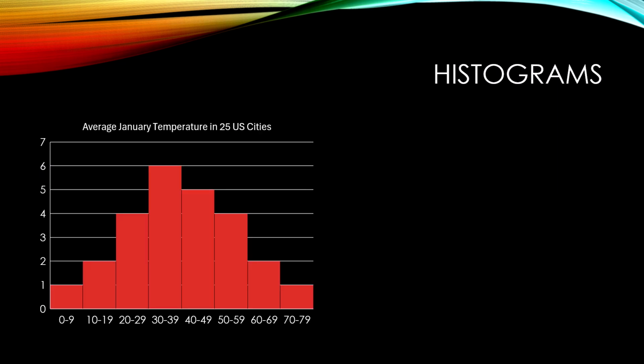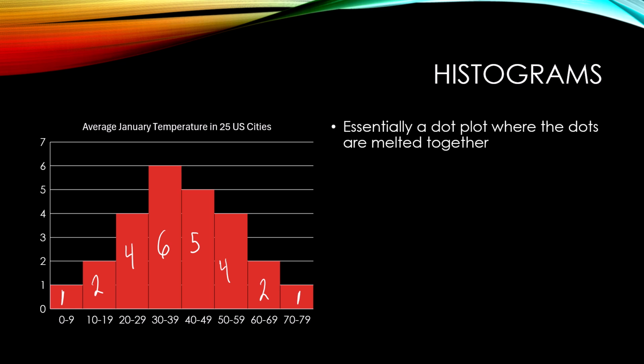So here's the histogram from that data. Notice here I have my 6 numbers that were between 30 and 39. That's represented by a column of height 6. Here I have my 4 numbers, my 2 and my 1. Here there are 5 numbers. Then the 4, the 2, and the 1. So we can think of it as our dot plot where the dots were melted together.